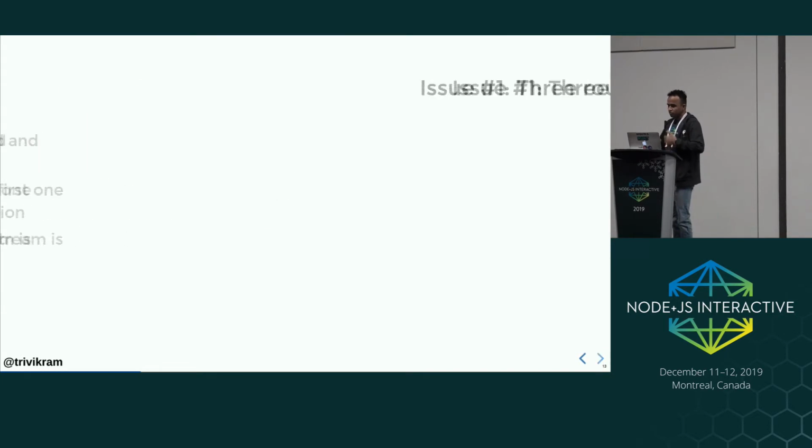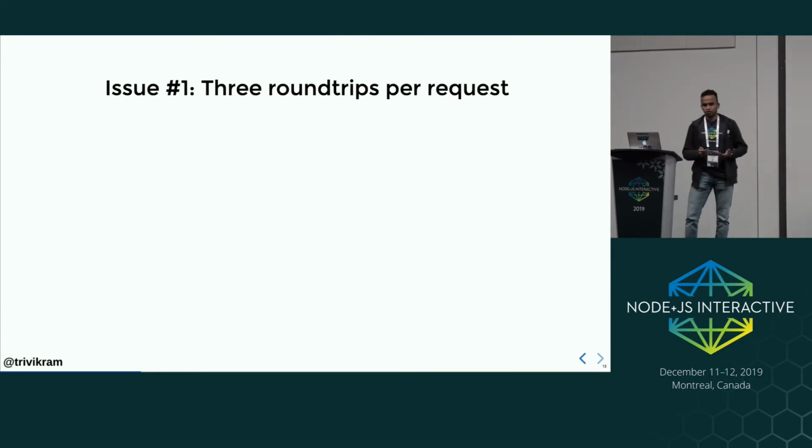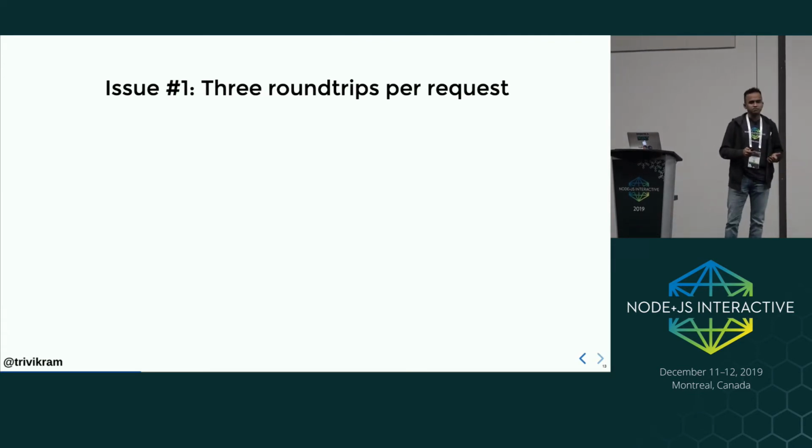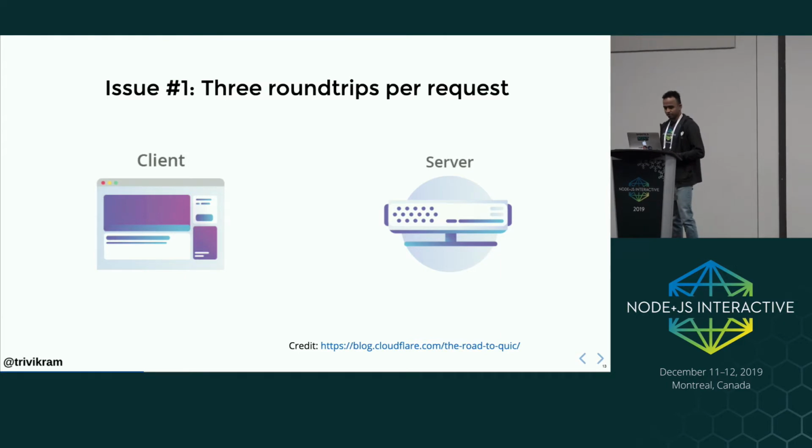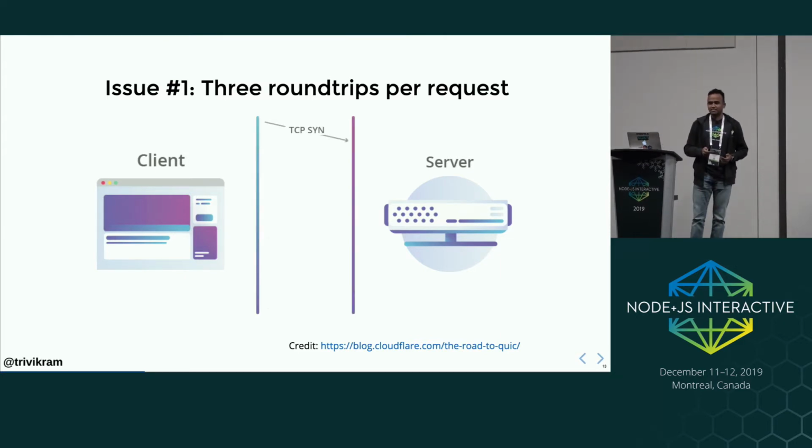We will see what were the issues with HTTP 1.1. So first issue is 3 round trips per request. So this client and a server, and this is from a blog post from Cloudflare, they have written a very good description. So the client sends a TCP SYN packet.